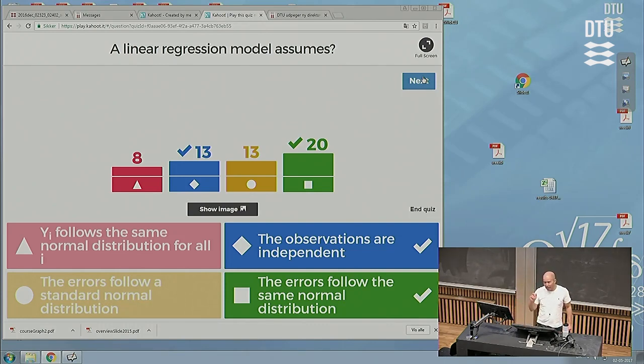Observations are independent. The errors follow the same normal. The actual y's do not follow the same normal because the mean changes with x, right? So there's a different mean for the responses depending on which x you have. And the errors don't only follow a standard normal, they follow a general normal, right? Standard normal means a spread of 1. It's not all regression models in the world where the deviation is 1, right? It's a general sigma. So that was a bit of a trick question, but nevertheless, we need to check you.